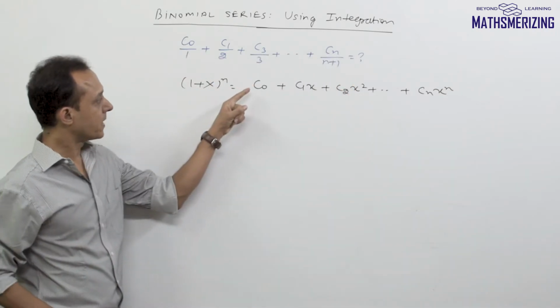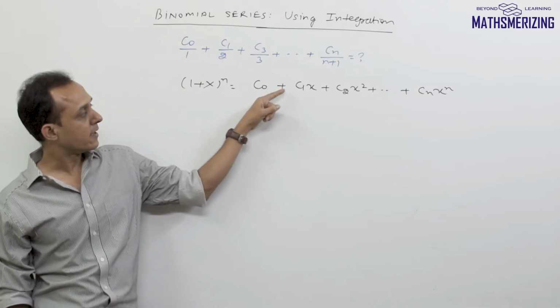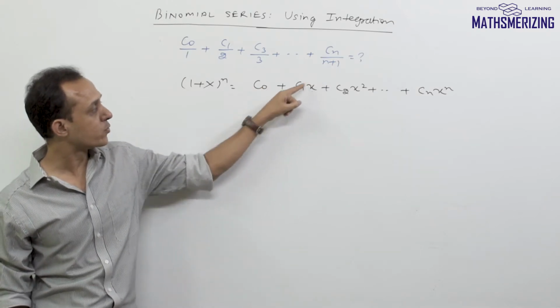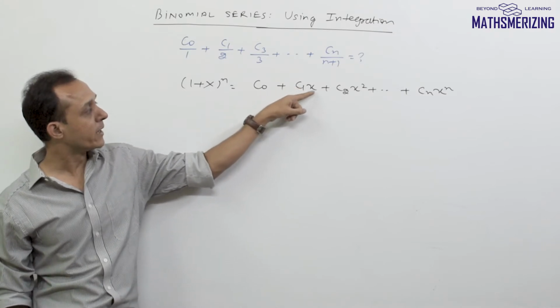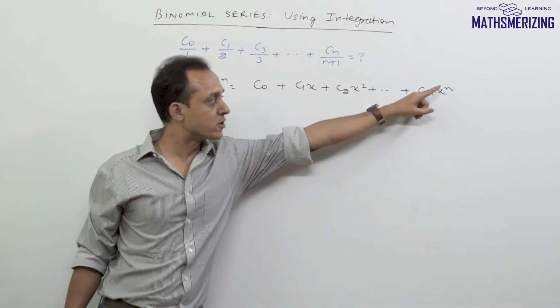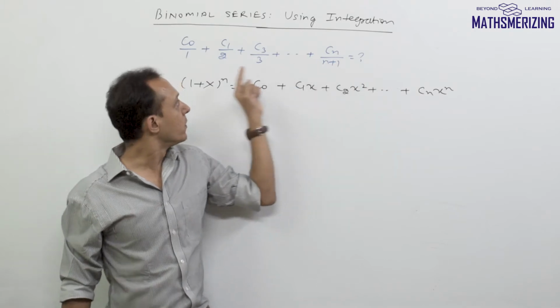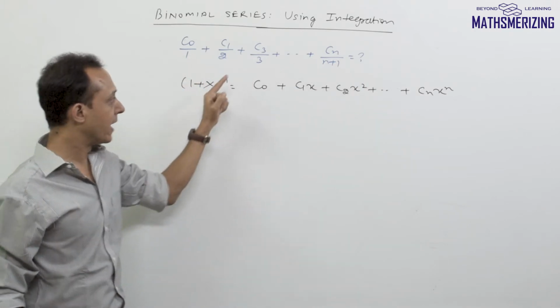Now in this case, if I integrate C0, then I'll get C0 into x. If I integrate this one, C1 into x square by 2, so I'll get C1 by 2 into x square. If I integrate x square, I'll get x cube by 3. If I integrate x to the power n, I'll get x to the power n plus 1 upon n plus 1. So the coefficient that I'll need in the denominator, I'll get it from integration.